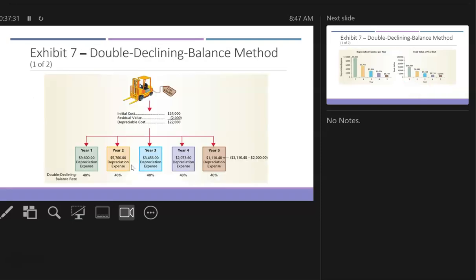Double declining shows we've got $9,600 in year 1, $5,700 in year 2, $3,400 in year 3, $2,074 in year 4, and we only take $1,110 in year 5 because we cannot go below the residual value. Where students screw up on this is they'll just continue to take that adjusted book value times 40%, but you can't do that. You have to be aware you can't go below the residual value at the end of its life.